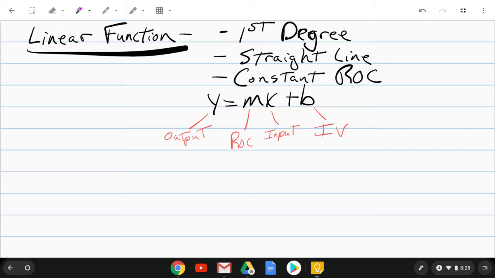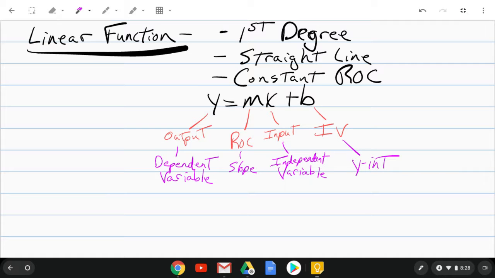Another name for output? Very good. Dependent. Another name for rate of change? Slope. Another name for input? Independent variable. Another name for initial value? Starting point. Yes, but I like y-intercept a little better.